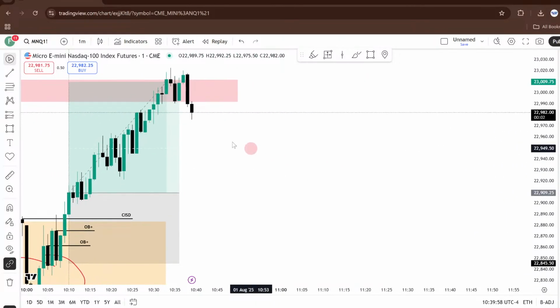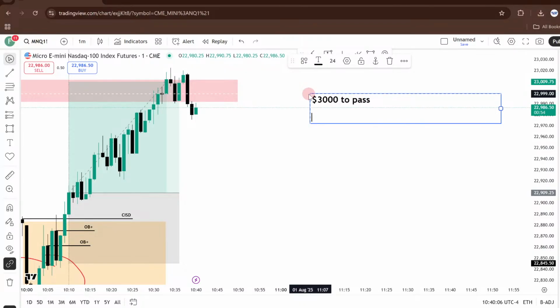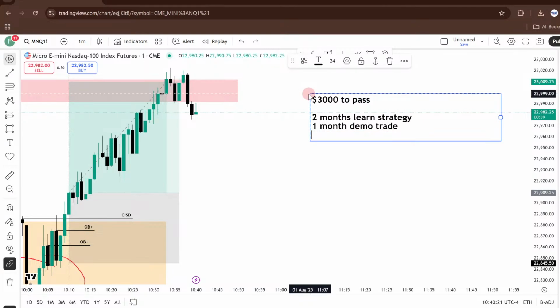With most funded accounts, you need say 3,000 to pass. This would be a realistic timeline for a lot of people, and then I'll answer a couple more questions and I'll hop off. A realistic timeline would be this: 2 months to learn the actual strategy, 1 month to demo trade that strategy. Then what I'd personally do is 2 months of this.